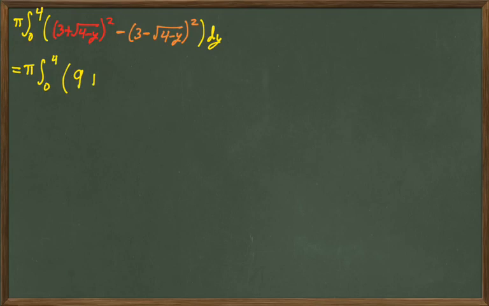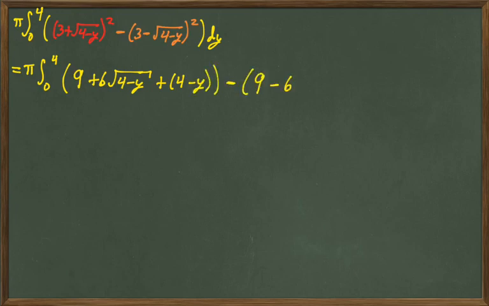Go ahead and FOIL. So 3 times 3 is 9. 3 times the square root, and then the square root times 3 will give 6 of those square roots. The square root times the square root will free the 4 minus y. FOIL out the other part. So 3 times 3 is 9. 3 times the negative square root, and then the negative square root times 3 is going to give us a negative 6 square root of 4 minus y. Again, we're just FOILing. Negative square root times the negative square root is going to be positive, and then the 4 minus y is now free.